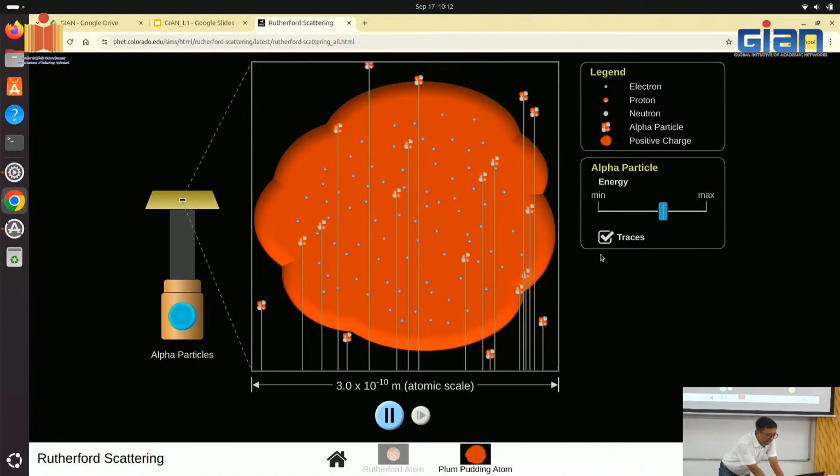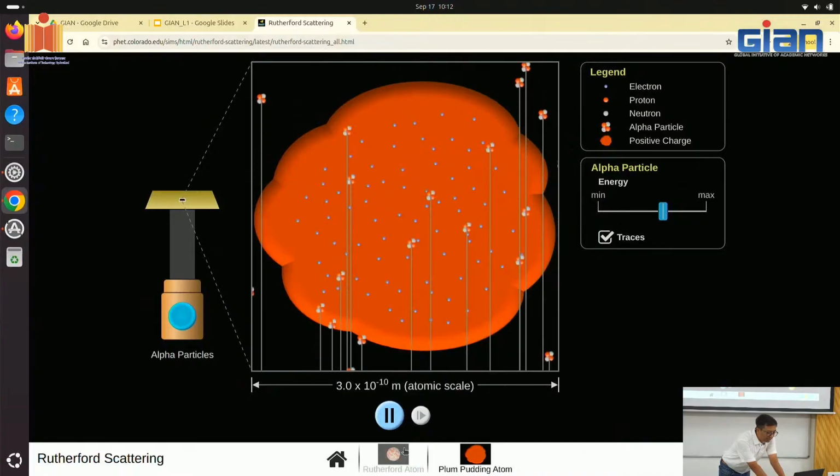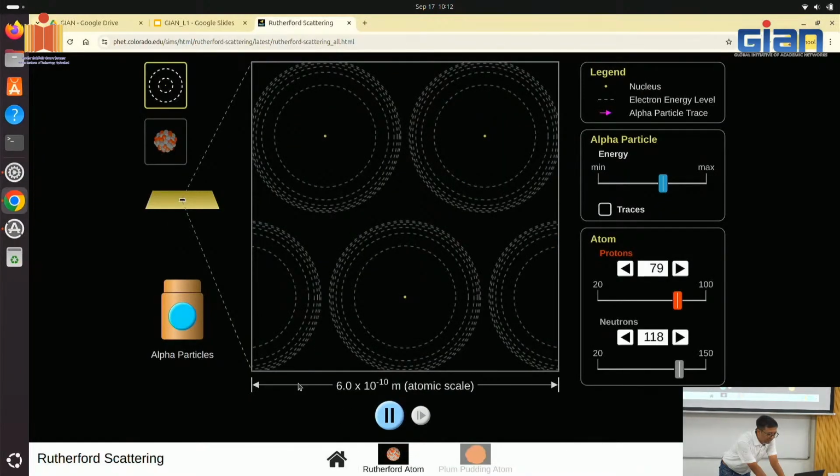Okay, and if I try to pull out the Rutherford's, and you shoot the alpha particle, and if you just observe this screen, a majority of them are undeflected. A small fraction would be deflected by a large angle, and if you wait for enough time, you will see a backscattered alpha particle.